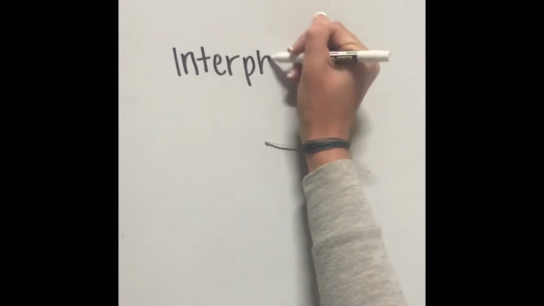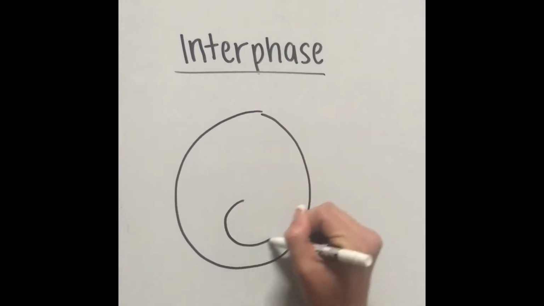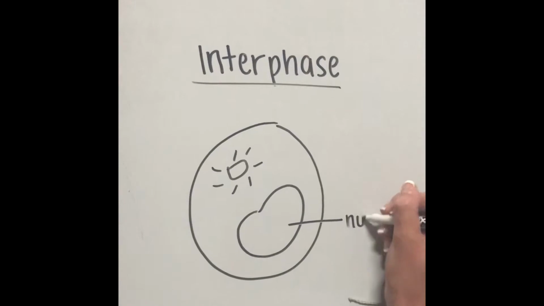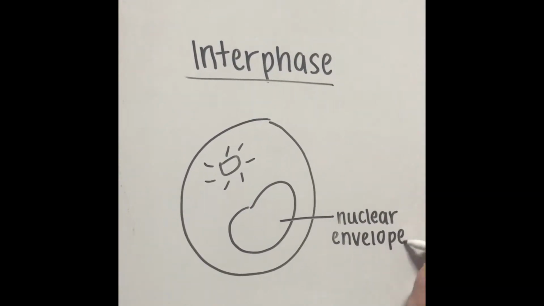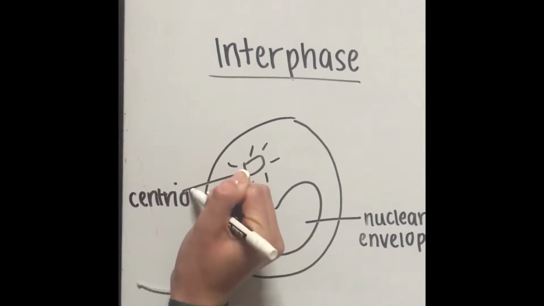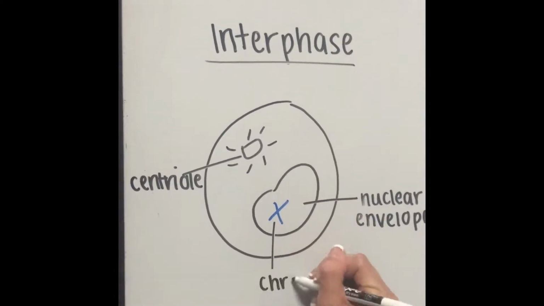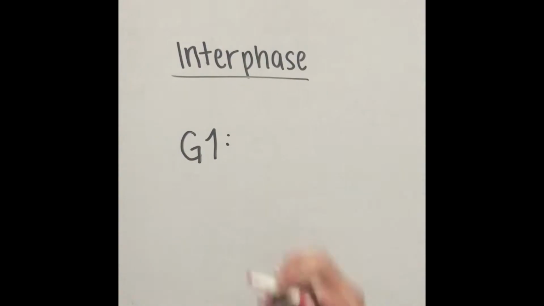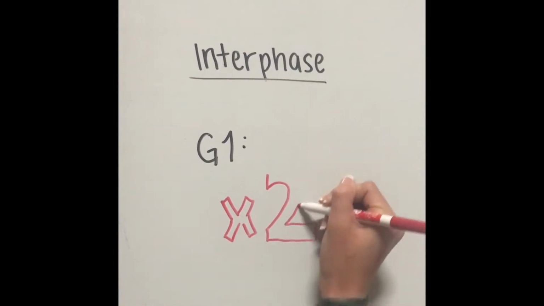The first step of the cell cycle is interphase. This is the nuclear envelope. And this is a centriole. And right here is the chromatin. During interphase, the first part is G1, where the cell increases in size and the organelles duplicate.